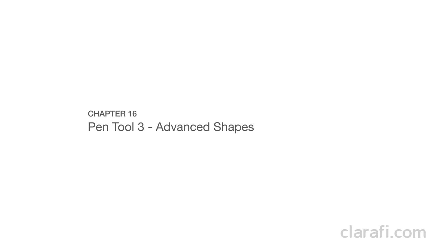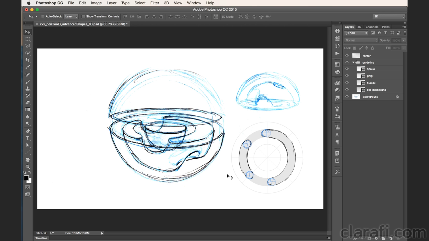Welcome back to Photoshop for Scientific Visualization. In this chapter, we're going to be exploring the pen tool again, and we're going to see how it can help us manipulate our shapes even further. You'll notice that I've created this sketch that shows the relative position of the Golgi from this aerial view of our cross-section.